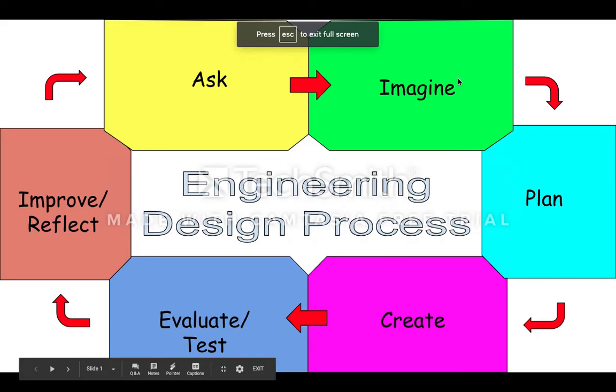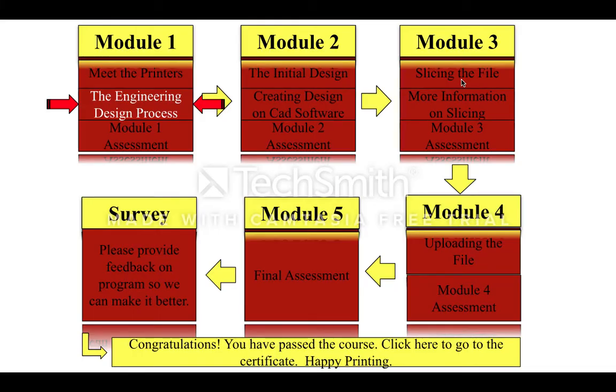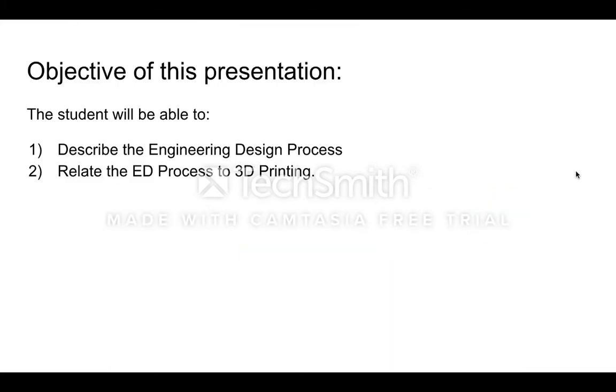Alright guys, welcome back. We are going to move on to a quick review of the engineering design process. We are in the second section of Module 1. Just as a reminder, after this there is an assessment, and for each assessment you must score an 80% or above to move to the next section. The purpose of this presentation is to make sure you understand the engineering design process. We're also going to relate the engineering design process to the 3D printers.